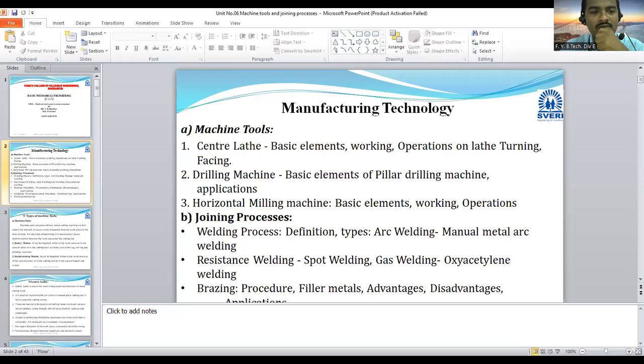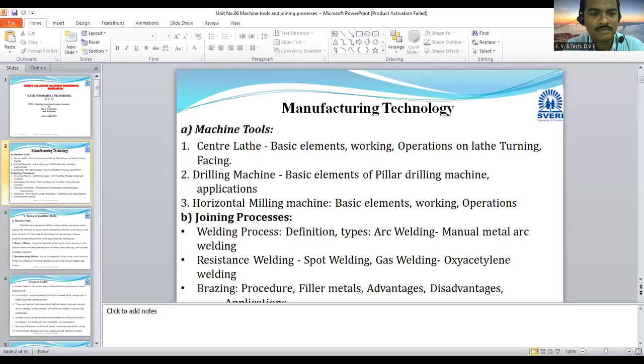Very good. So in another way also we can define a machine: a resistant body from the mechanical perspective. I am telling, a machine is one resistant body which performs some specific function, that is known as a machine.